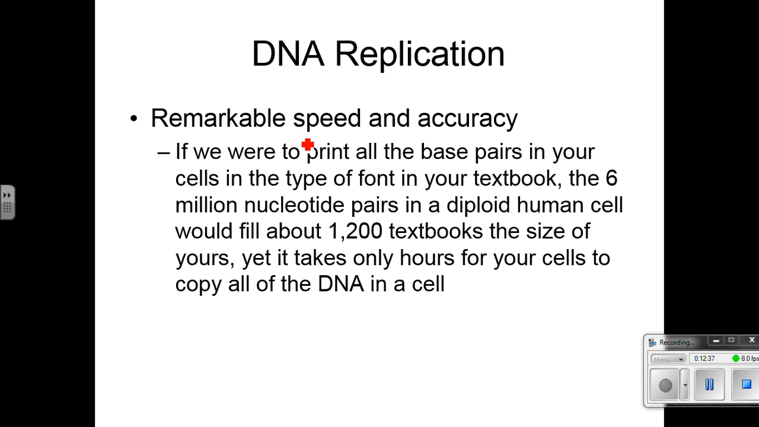DNA makes copies of itself with remarkable speed and accuracy. So to put this in perspective for you, if we were to print all of the base pairs in your cells in the type font of your textbook, the 6 billion nucleotide pairs in a diploid human cell would fill about 1,200 textbooks. That's how many letters are in your DNA. Yet it takes only hours for your cells to copy all of the DNA in a cell. You can't imagine taking 1,200 of your textbooks and copying every single letter down. It would take you a whole lot longer than a couple of hours.